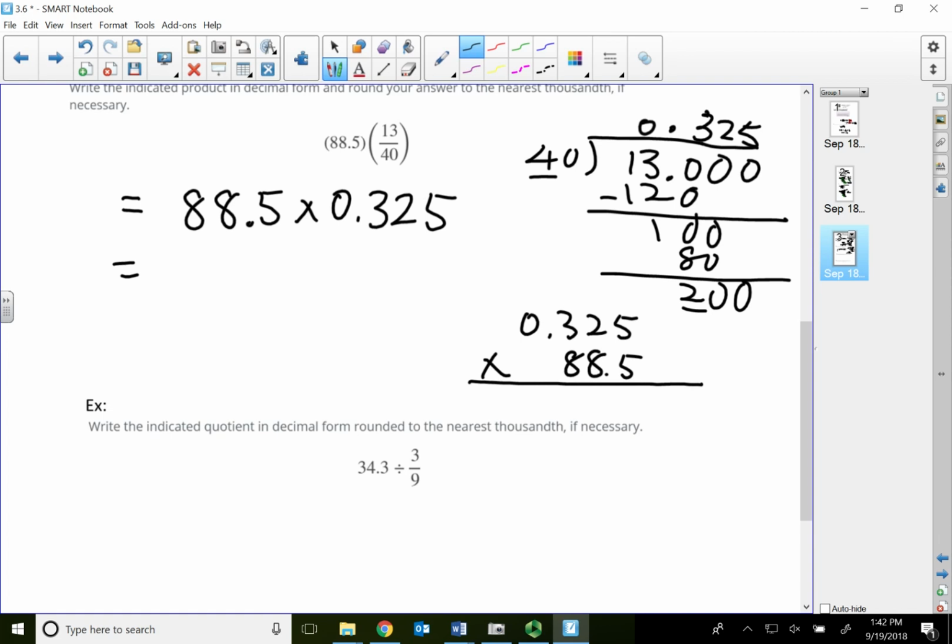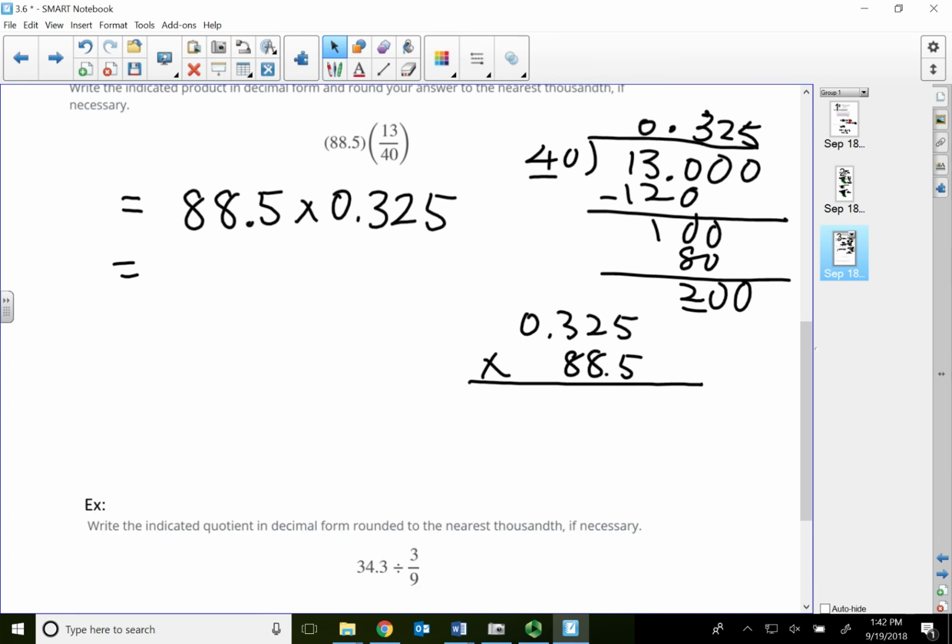All right, so let's multiply this like a regular whole number for now, and then we can count the decimal. 5 times 5 is 25. Carry 2. 5 times 2 is 10, plus 2 is 12. Carry 1. 5 times 3 is 15, plus 1 is 16.